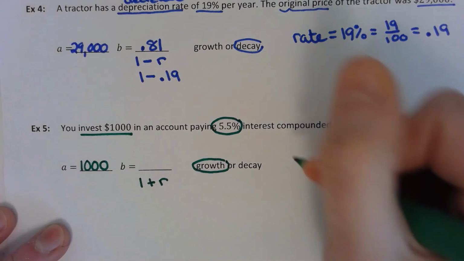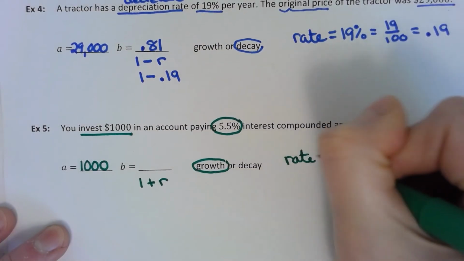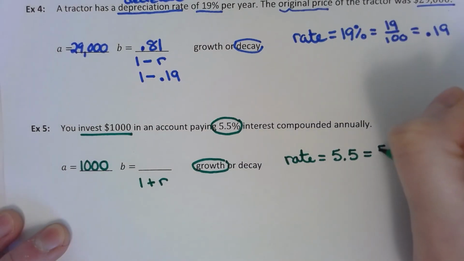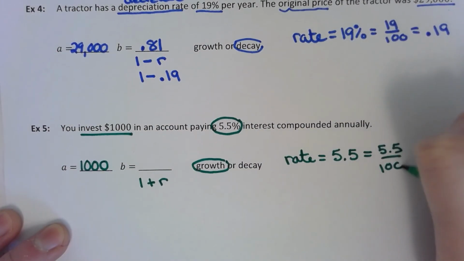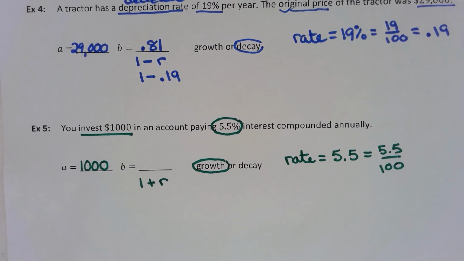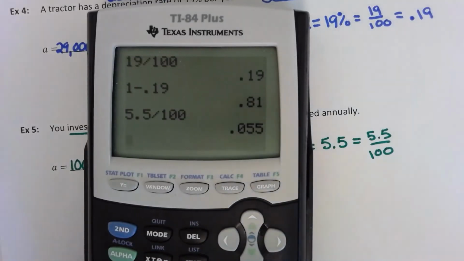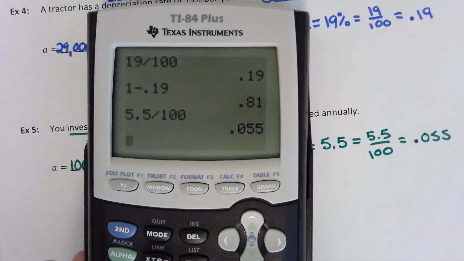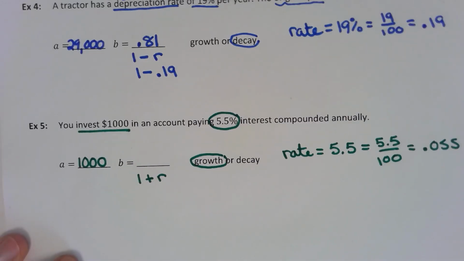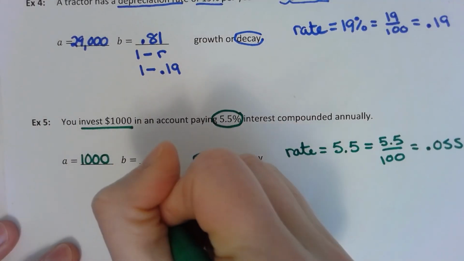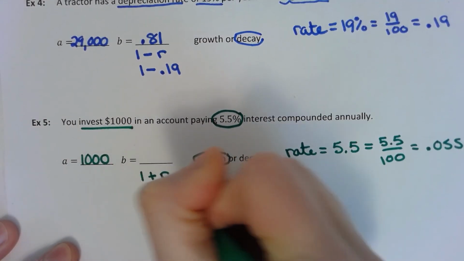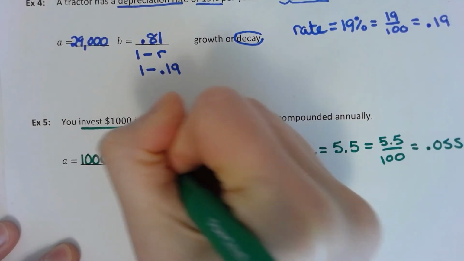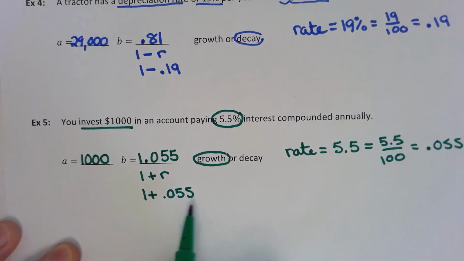Now they said the rate was 5.5. We need to take that number, 5.5, and divide it by 100 before we can use it. And if you need to use your calculator, go right ahead. It's going to be 0.055. Okay, so in order to finish finding my b value right there, I do 1 plus 0.055, which means the b value is 1.055 when you add those two numbers together.